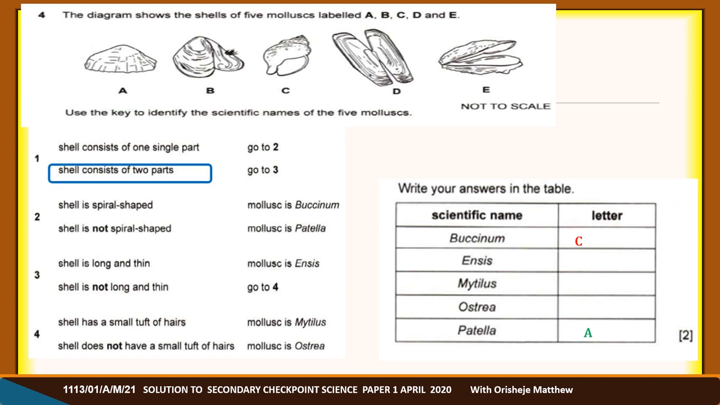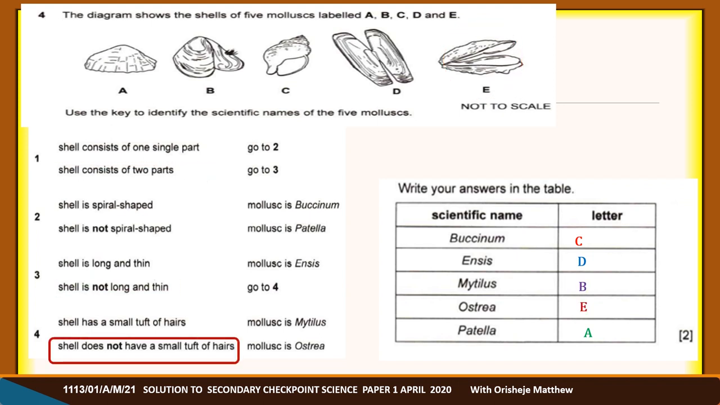Shell consists of 2 parts. Go to 3. Shell is long and thin. That is the ensis. Shell consists of 2 parts. Shell is not long and thin. Go to 4. Shell does not have teeth or hair. So that is how to identify all the mollusks.